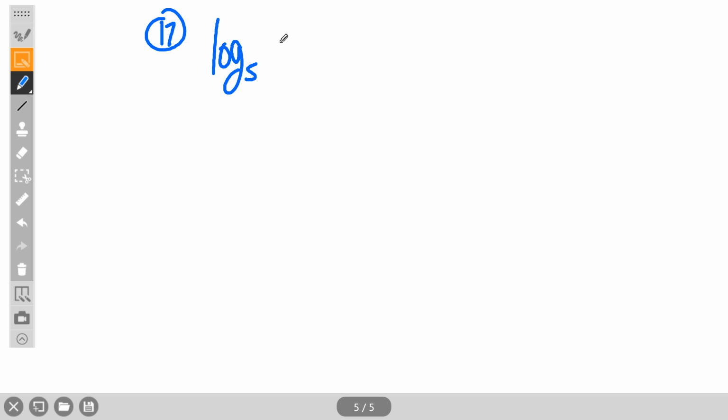Log base 5 of negative 25. Okay, so you can't take a log of a negative number. That's just something we can't do. So this is undefined. Can't take a log of a negative number. It's not doable. Try it in your calculator, it won't work.